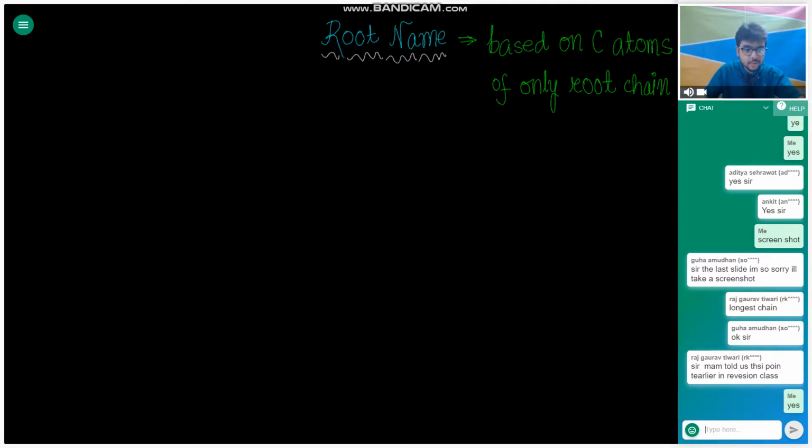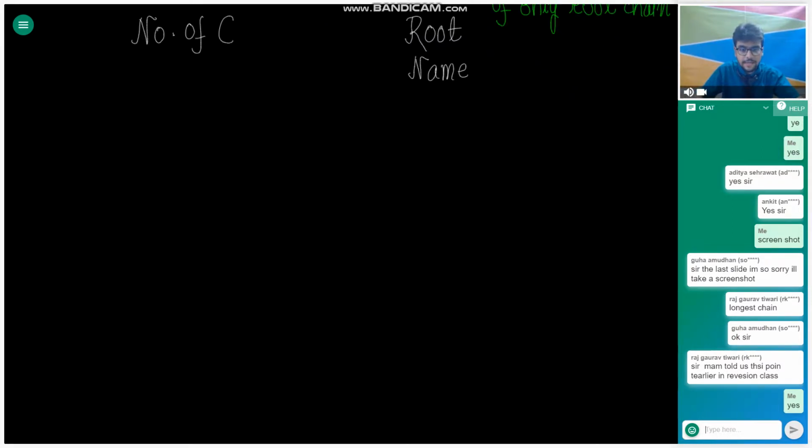Now let us quickly see. On the left hand side, let us write the first column, number of carbon. On the right side, let us write the column root name. Okay, so two columns we have made here, and we have started now. We'll be writing till the ones that are important. Let's quickly start here.